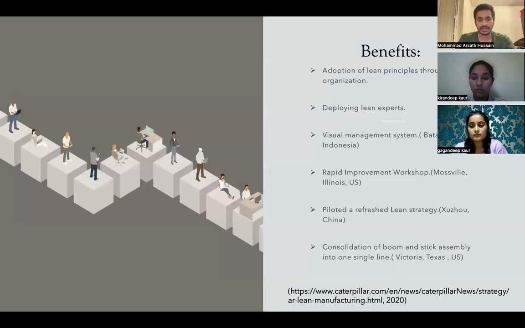Consolidating the boom and stick assembly: the Victoria facility initially didn't have that much floor space to accommodate the equipment at the facility, and they sorted it out through gradual, efficient improvement, focusing on the expectations that the customers have.